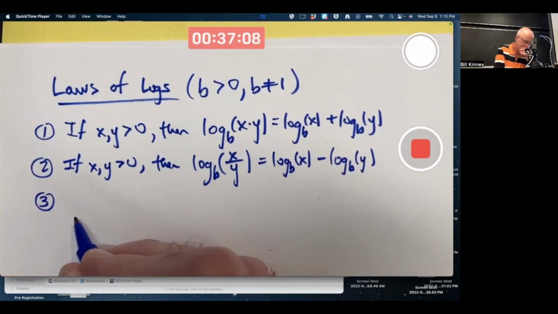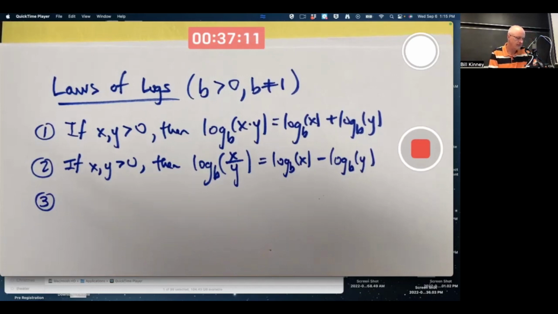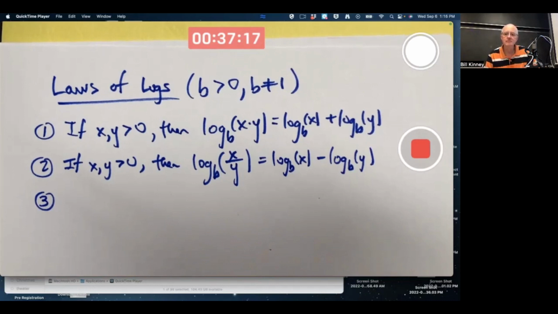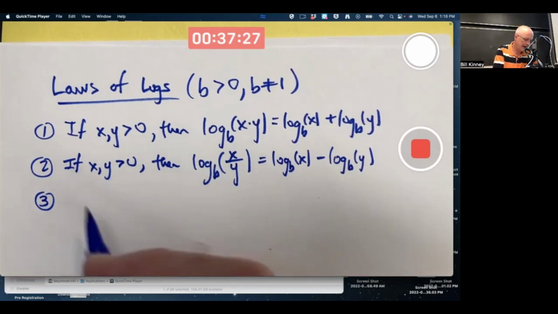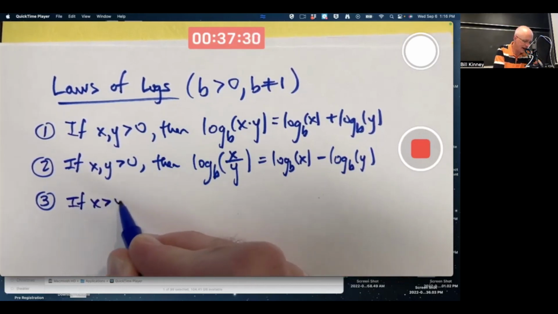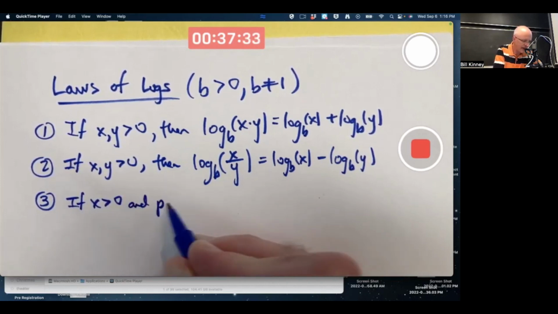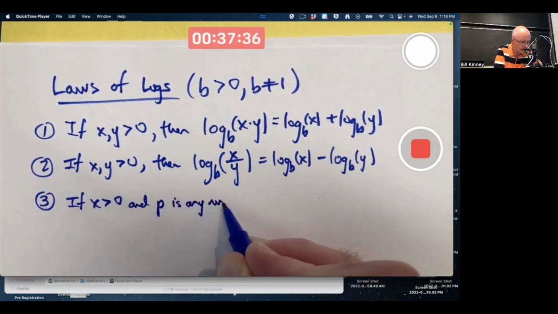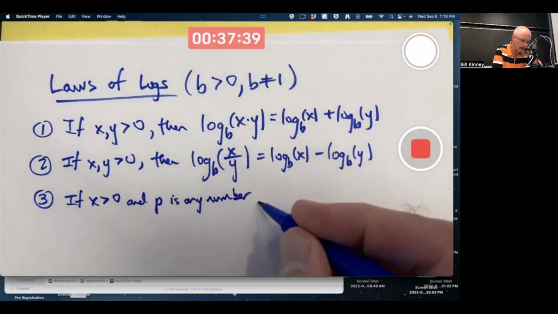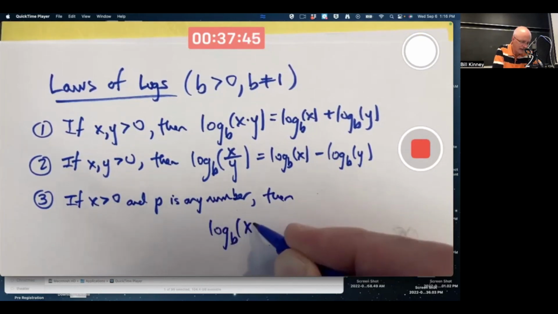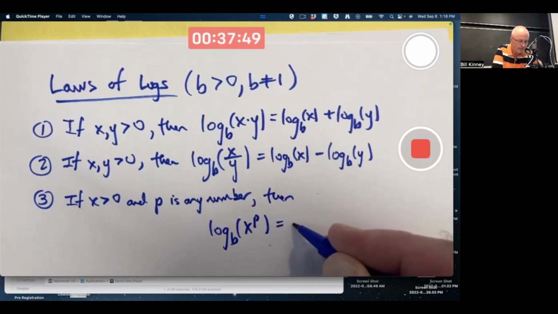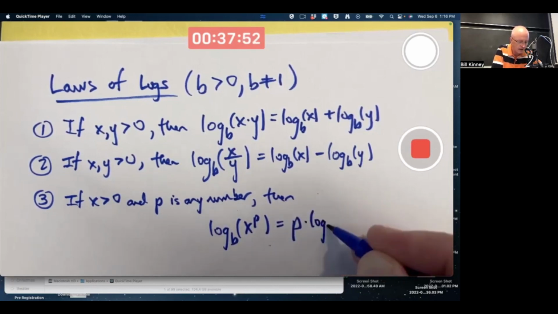Third property applies to bringing that power down in front. Question? No, they're positive. There is a minus sign there, though. Third property is if x itself is positive, and let's say p is any real number, then the log base b of x to the p power, that p power can be brought down in front. This is p times log base b of x.